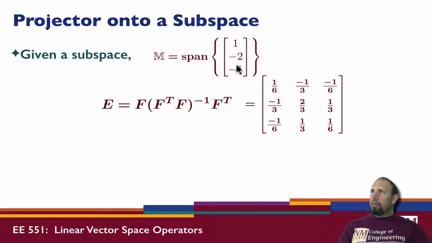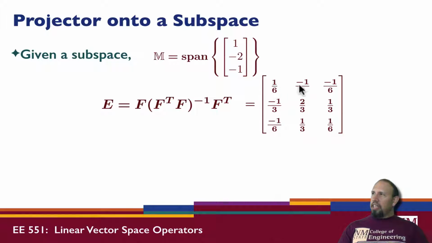So by way of example, suppose M is the span of this column, just a single column. Okay, so I can form now F from this subspace. In this case, I just let F be this column. I go through and do this calculation. The E that I get will be this. Notice that if I had chosen some multiple of this column, it turns out all of that would have canceled, and I would still have gotten exactly the same matrix.